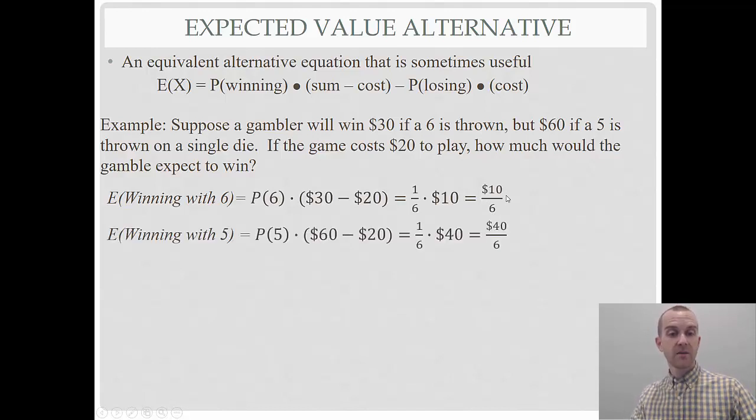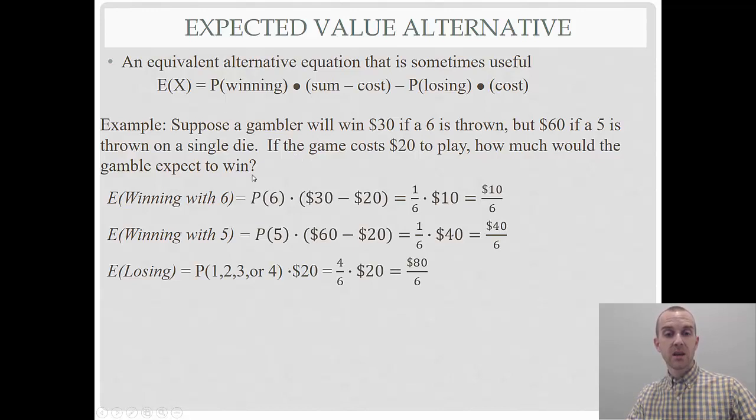Now with the 5, do the same thing again. It's a 1/6 chance of winning, but instead of winning a total of 60, I'm really only taking in $40 because it costs me $20 to play. So that's 40/6. Now, the last thing though is my probability of losing. Well, if the 5 and the 6 win, that means 1, 2, 3, and 4 would make me lose. That's 4 out of my 6 options that will cause me to lose the game, and I'm losing $20 each time, which is 80/6.